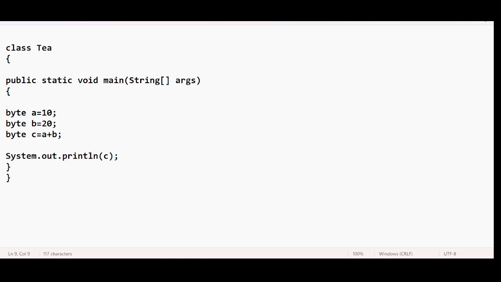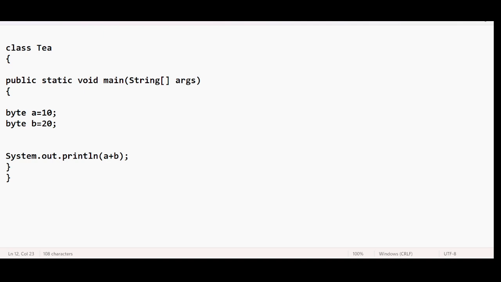So I am saying byte c equal to a plus b. Okay, it is giving us an error because internally Java will accept to perform any mathematical calculations only if the two identifiers are assigned to the integer data type. But we have assigned it to the byte data type, so it is not happening. Instead of doing this, what if I do this? What if I do a plus b?